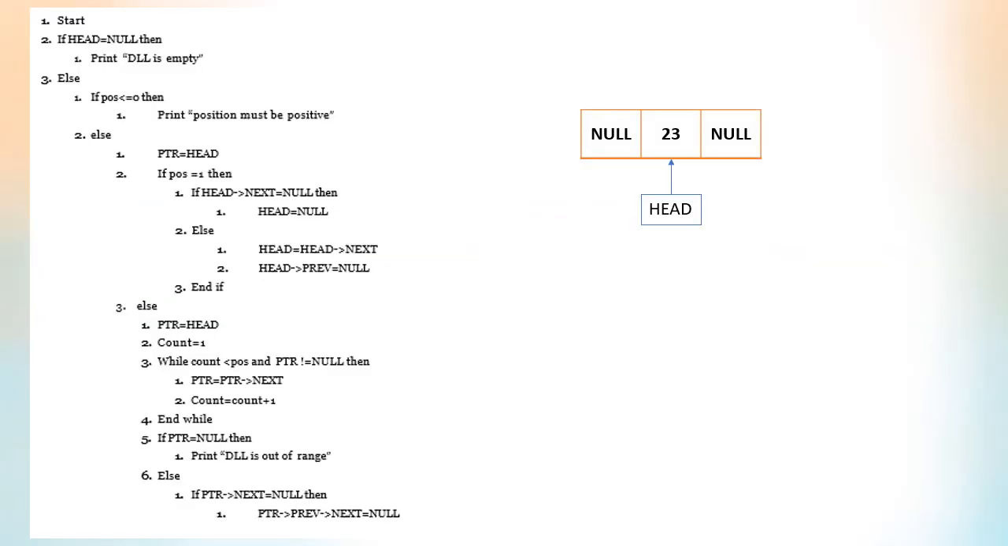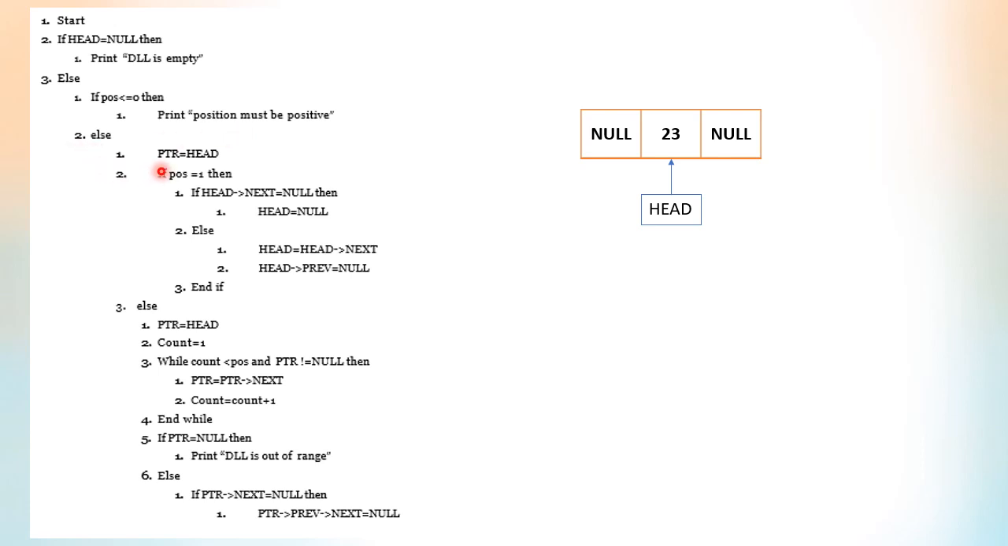So this is the algorithm. Step 1, start. Step 2, if head is equal to null, then print doubly linked list is empty. That is, if head is equal to null, there will be no doubly linked list and we cannot delete anything. So you can just print a statement like this. And in the else case, you are checking whether the position value given is less than or equal to 0. If position value is less than or equal to 0, then you cannot delete because our first node has position equal to 1. So you can print a message like position must be positive.